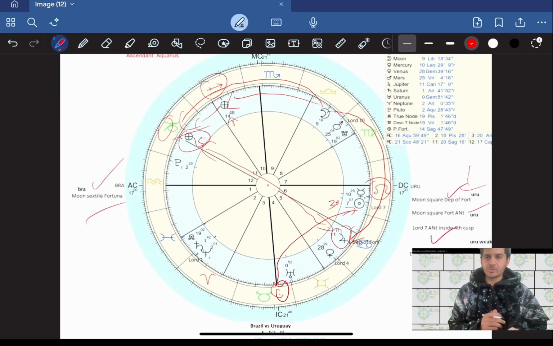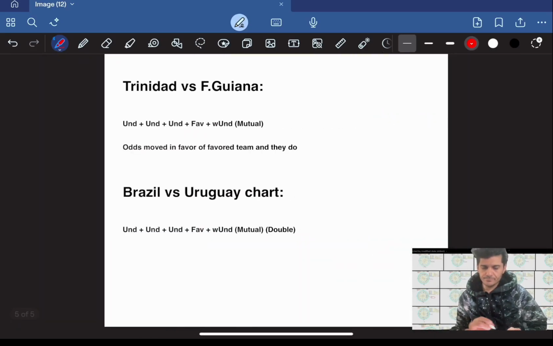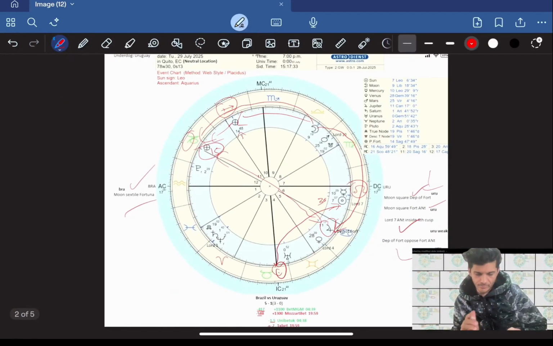So there we go. We have the chart. We have the code. This is the code for the Brazil-Uruguay chart: 3 underdog bodily aspects, 1 by anti-sign in the cusp, and 1 to the favorite. Let's show you this again. This was a chart, and it's mutual. What that means is the Moon is making multiple aspects.